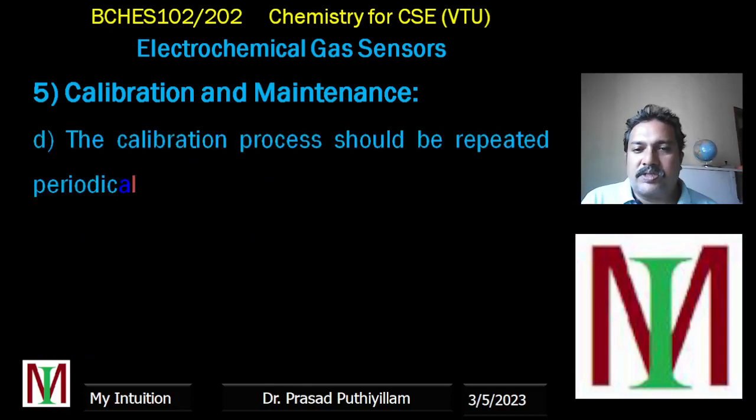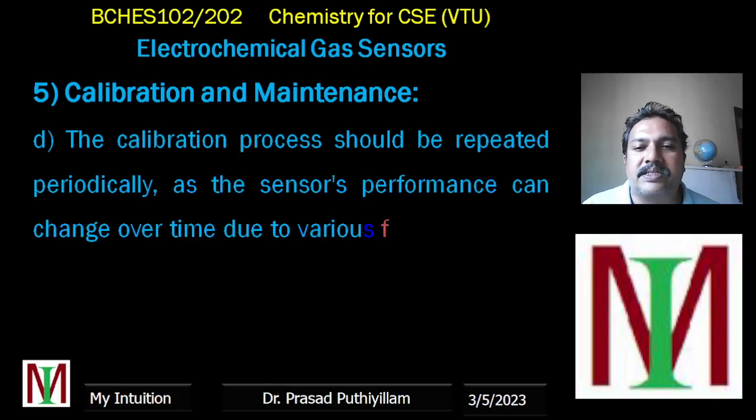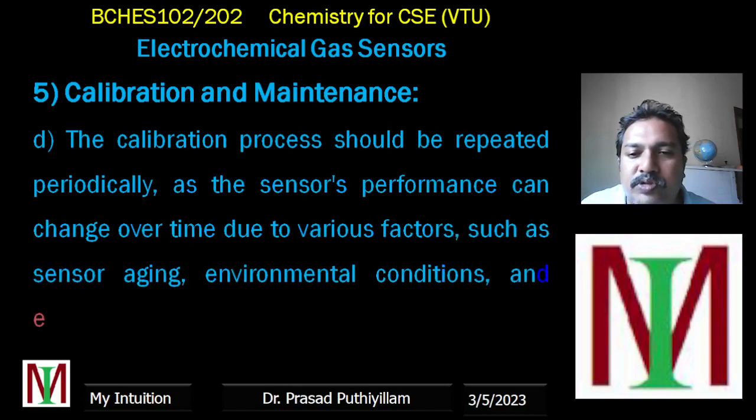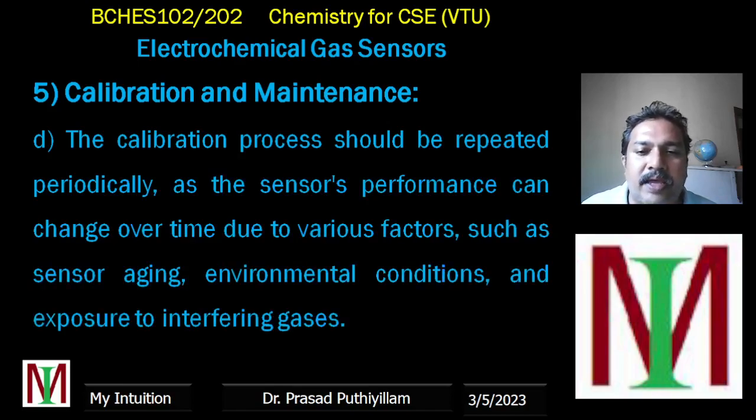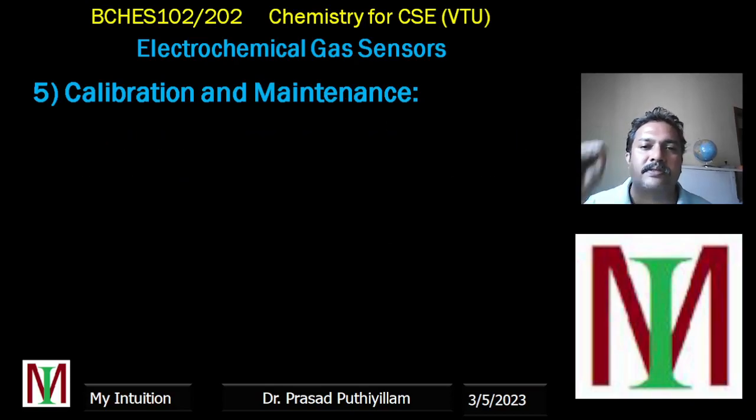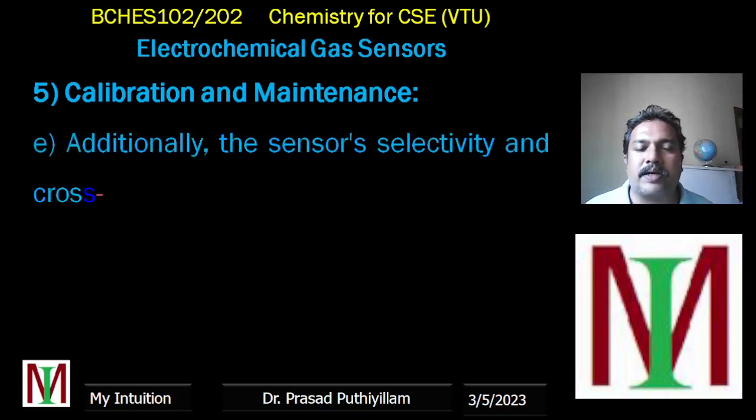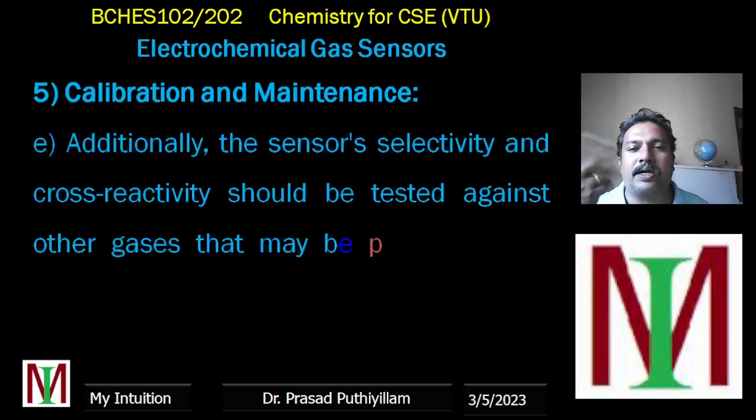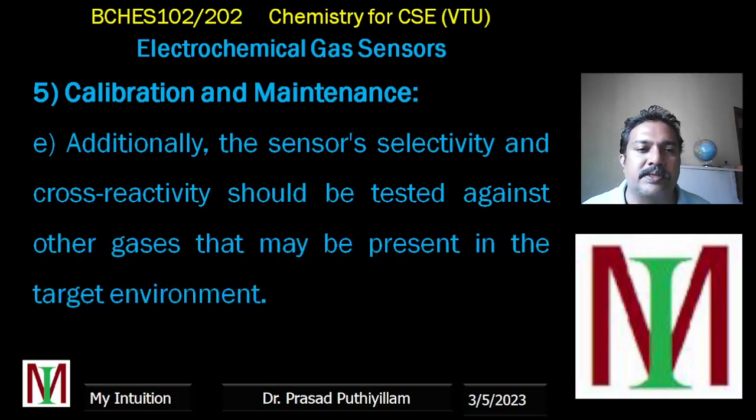The calibration process should be repeated periodically as the sensor's performance can change over time due to various factors such as sensor aging, environmental conditions, and exposure to interfering gases. Therefore, repeated calibration is always needed. You cannot simply keep a sensor somewhere and leave it. We have to take it out periodically and check its accuracy.